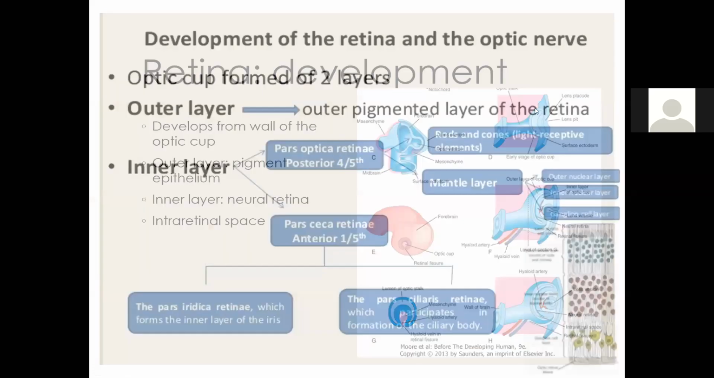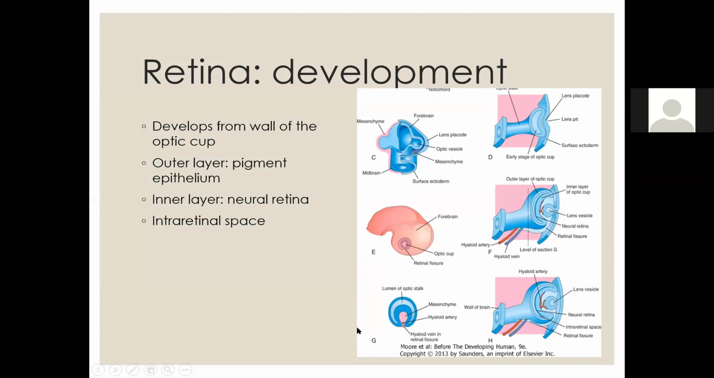Okay, this is the outer layer. Can you see the arrow? I don't know. Okay, wait, I'm turning this on. Wait.